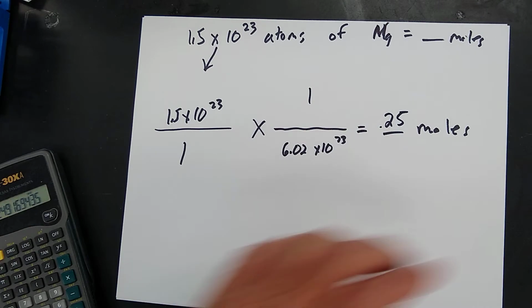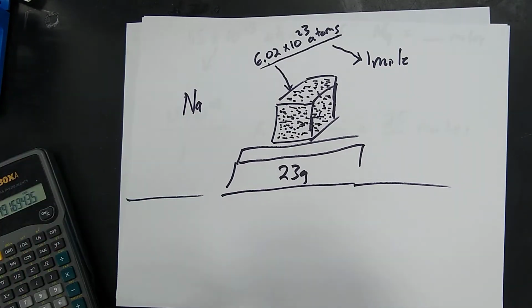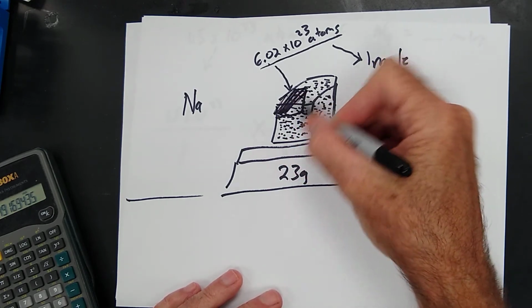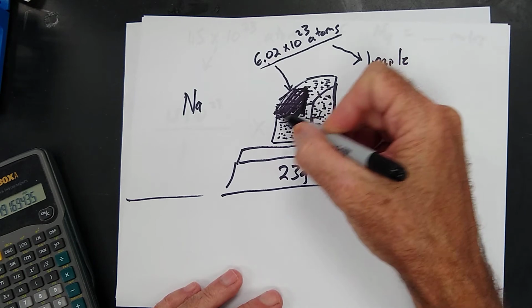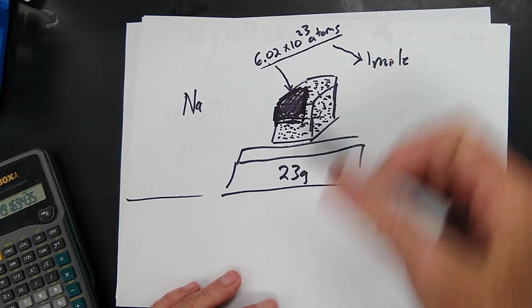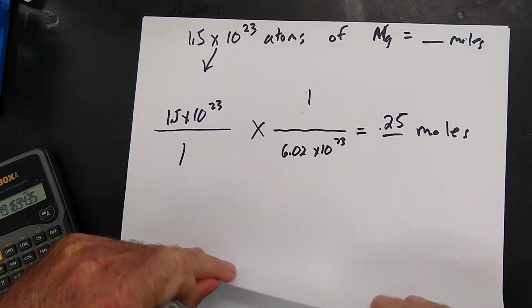0.25 moles. So if you had 1.5 times 10 to the 23rd atoms of anything, you would only have a quarter of a mole. If this is a cube, you've got to imagine this is three-dimensional here, okay? I'm trying to take up 1/4 of the cube. That's kind of hard to do. All right, let's try some more.